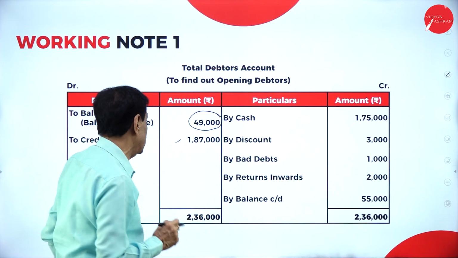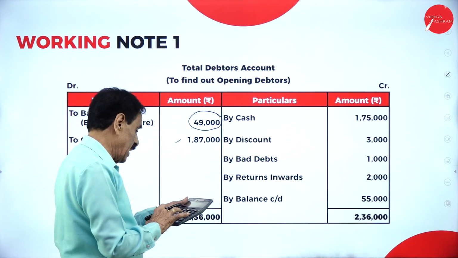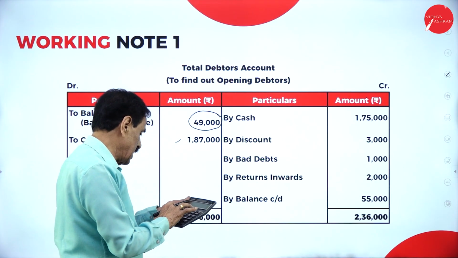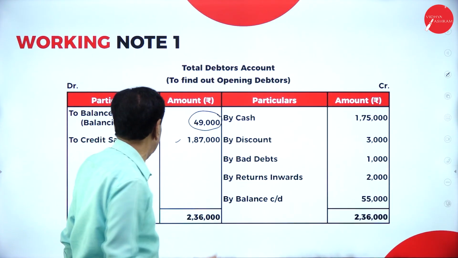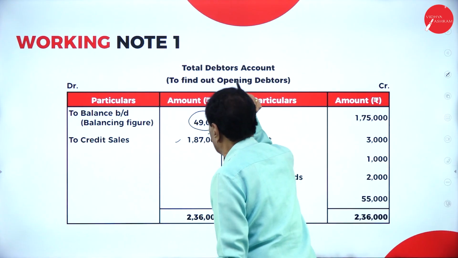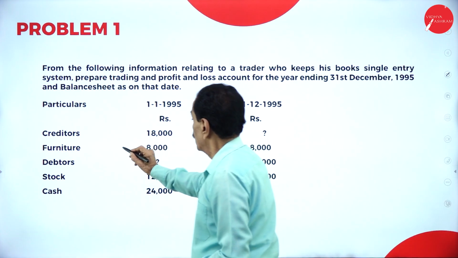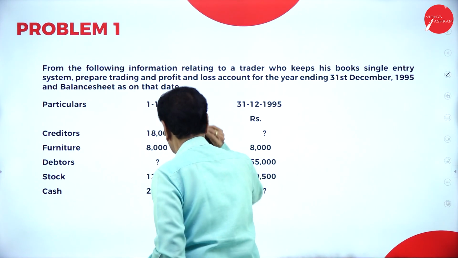Out of 2,36,000, 1,87,000 is gone. 2,36,000 minus 1,87,000 is equal to 49,000, the difference. This is your opening balance. So one question has been answered here: your opening debtor. Now creditor.